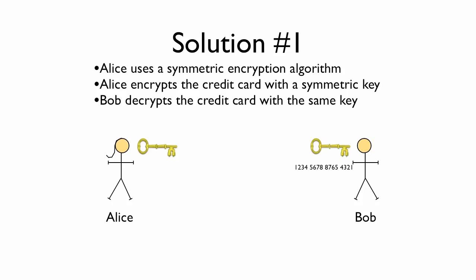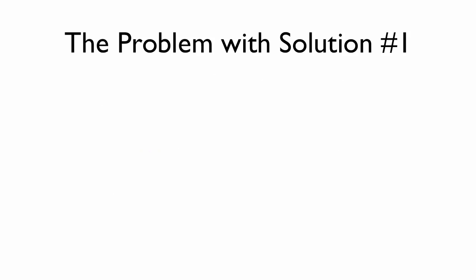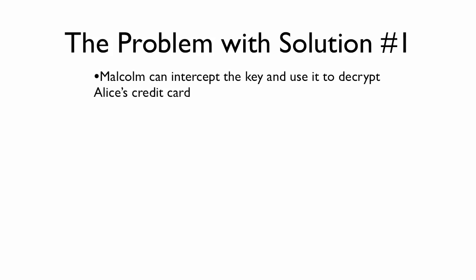And symmetric encryption is very strong encryption. It's very hard to do a brute force attack on it. It's very fast to encrypt and decrypt data using computers. So overall, it's a pretty good solution, but it does have a problem that I'm going to illustrate here, and that is the transfer of the key. Malcolm can intercept the key and use it to decrypt Alice's credit card.